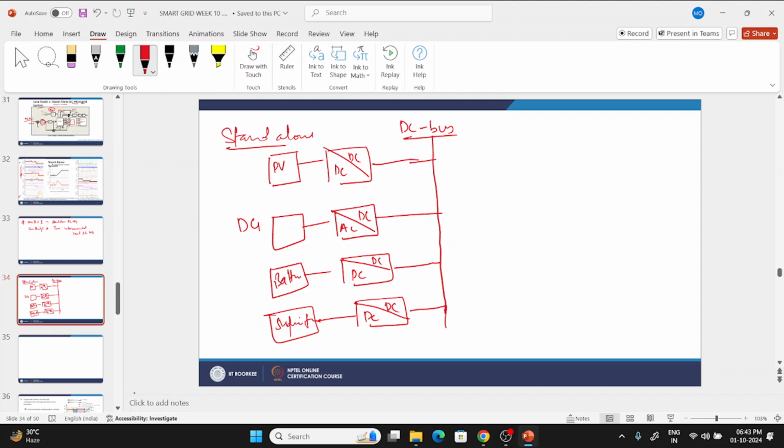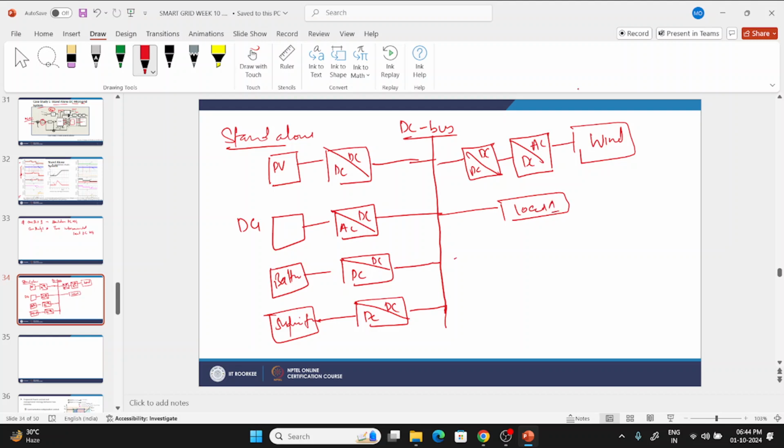Then there is wind, which is another renewable-based source. As we know, wind generally gives output in AC, so we have to use AC to DC and then DC to DC again to control the output voltage. Then several loads are connected. Let's say these are load 1, load 2, and load 3. So this is the structure of a standalone DC microgrid.